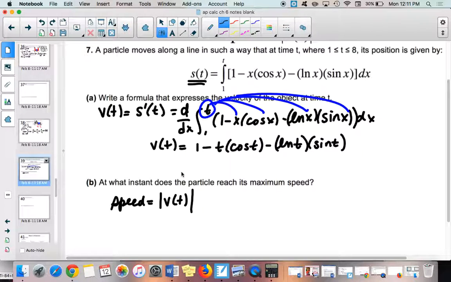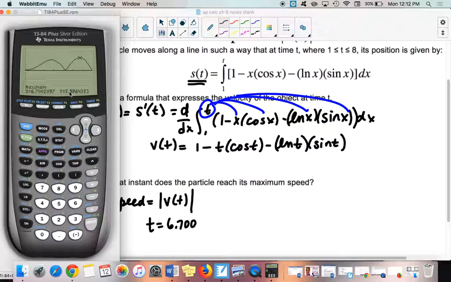So that's when it reached its maximum speed. Now if I ask for its maximum speed, that would be the y value that's over here. Do you guys see the 5.896? That would be the maximum speed, the y value associated with it.